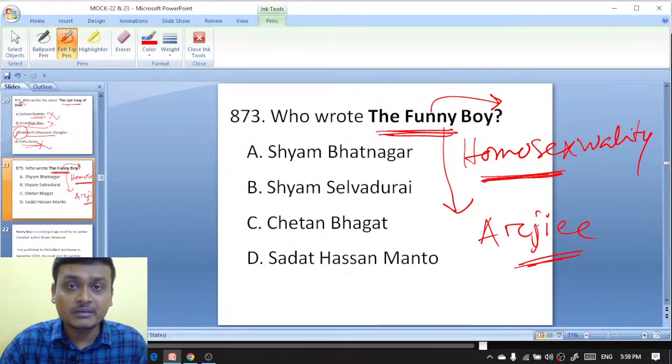RG is the main protagonist of this novel, The Funny Boy. Themes of homosexuality can be found in this novel. Now your options are Sam Bhadnagar, Sam Selbadwari, Chetan Bhagat, Sarat Hassan Manto.